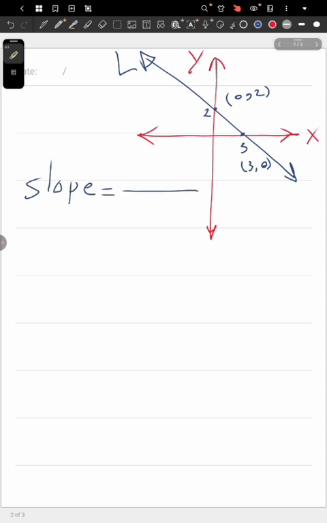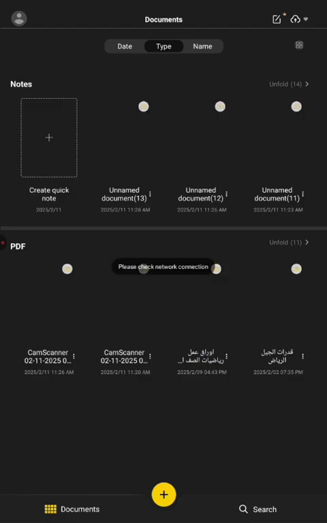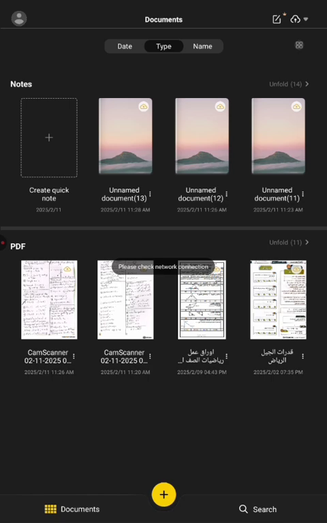Okay, difference y, you have 0 and 2, and 3 and 0. Okay, difference y, 2 minus 0 and 0 minus 3. Okay, 2 minus 0 is 2 and negative 3. Then the slope of this straight line is 2 over negative 3.